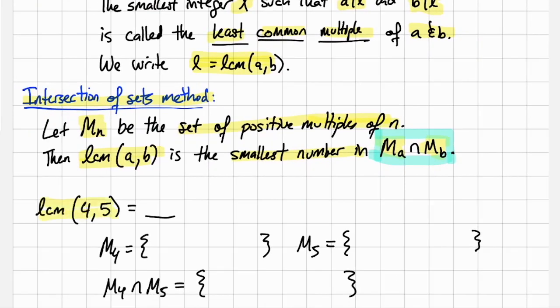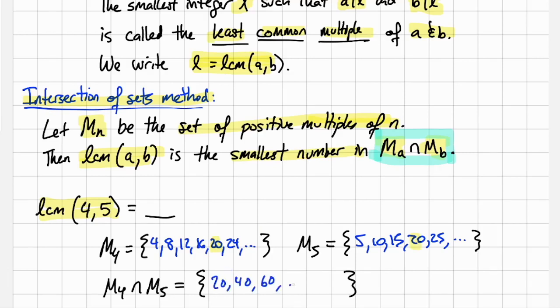What's the least common multiple of 4 and 5? The multiples of 4 are 4, 8, 12, 16, 20, 24, etc. The multiples of 5 are 5, 10, 15, 20, 25, etc. We see 20 is in both of these sets, and if we kept going, we would see 40, and then 60, and then 80, etc. are in this set. The least common multiple is the smallest in this set, which is 20.